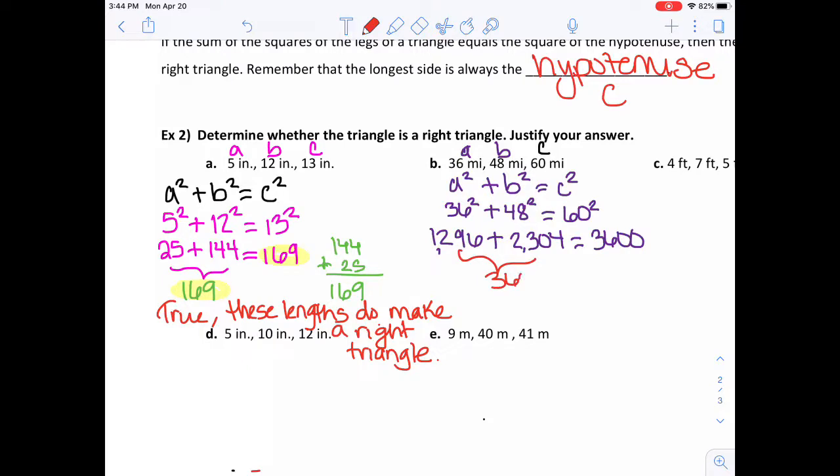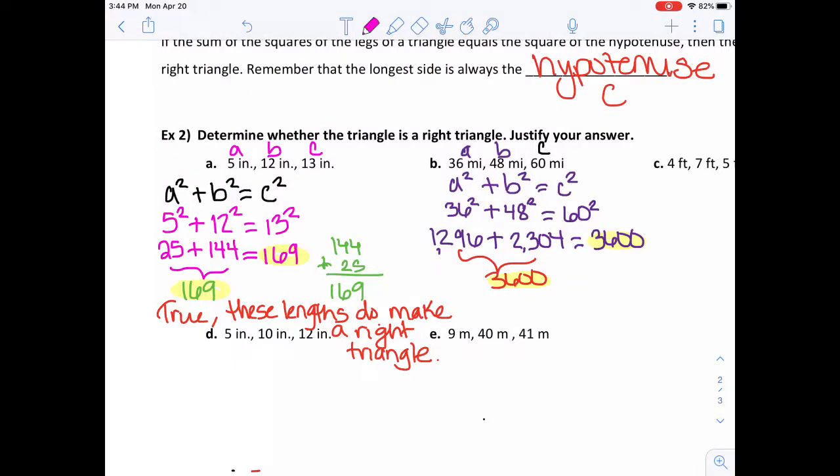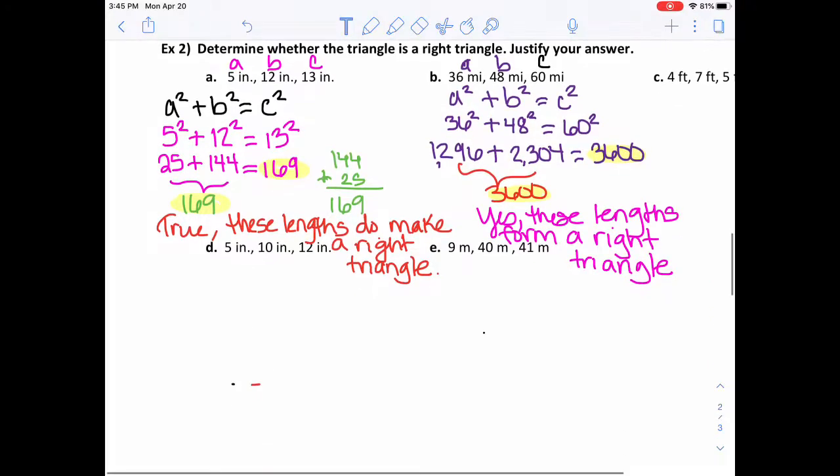So look at that. When you plugged in the values, the left side does equal the right side. So these values do make up side lengths that are perfect for a right triangle. Okay, let's take a look at one more, because I think you get it after that. Let's go ahead and do E. We got 9, 40, and 41.